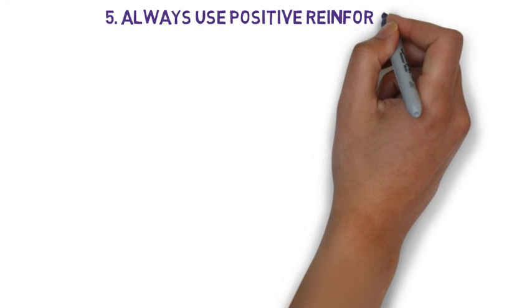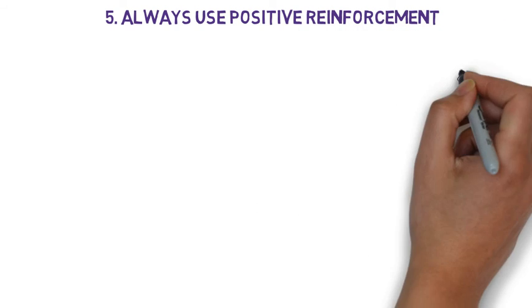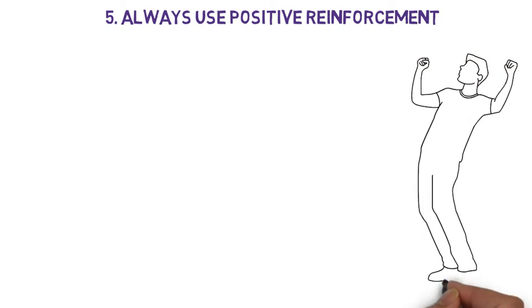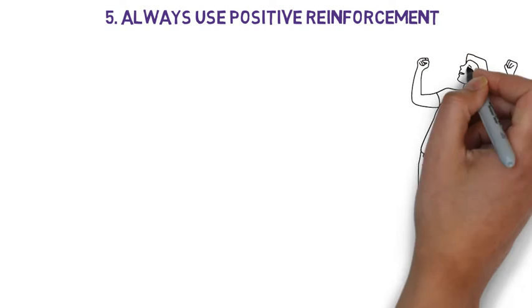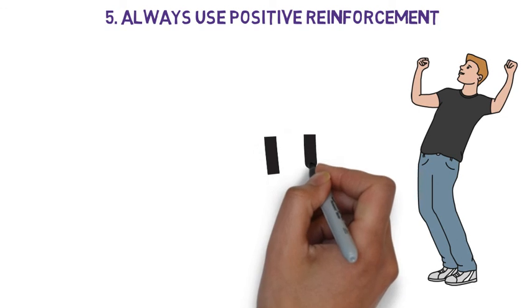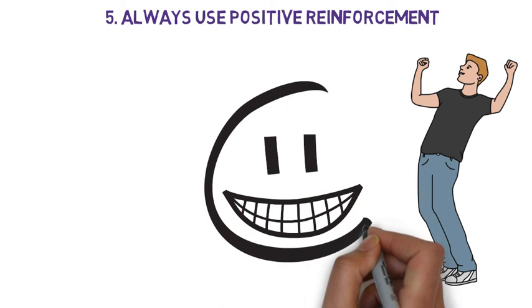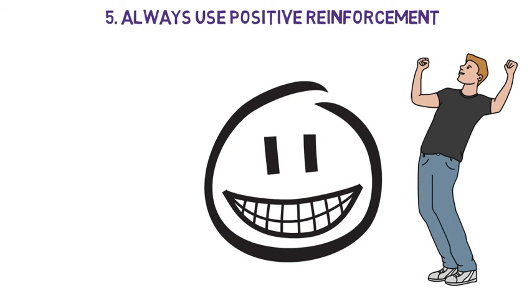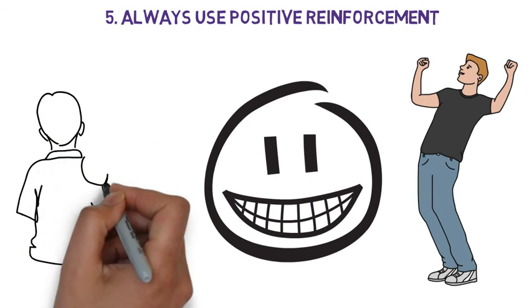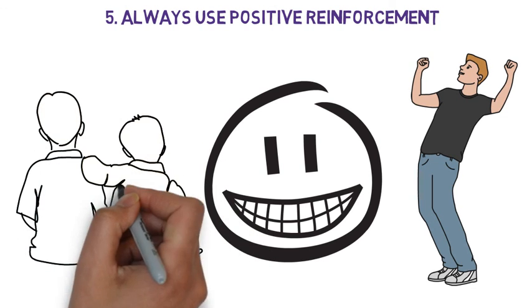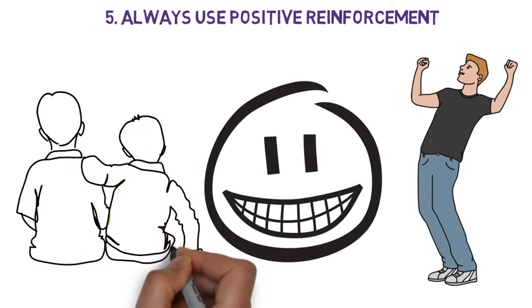Fifth, always use positive reinforcement. Here's another one of the steps to teach English to beginners. If someone gives an incorrect answer, don't yell, "You are wrong." Never ever embarrass the student in front of the entire classroom. You will scare him or her for life and he or she will hate English forever because of you. Instead, try to create a friendly atmosphere in the classroom by praising your students often, even when they make mistakes.